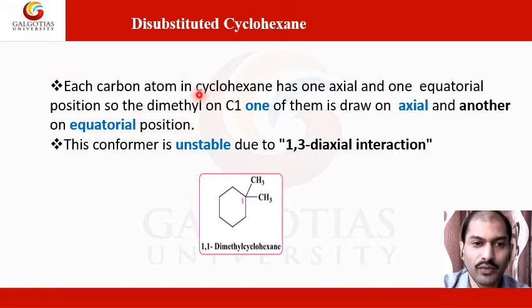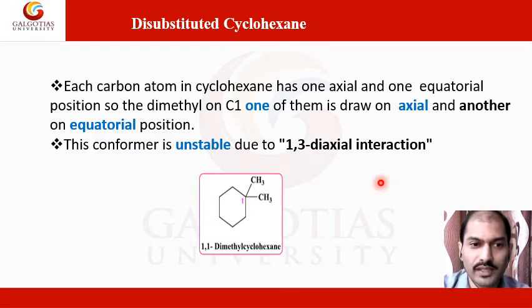The overall meaning of this is, in the case of disubstituted cyclohexane, the two methyl groups will align, one on axial, because in the regular molecule you will not see which one is axial or equatorial. So you have to draw the molecule in its chair conformation, and then put one methyl group on the axial position and another on the equatorial position. This conformation is unstable due to 1,3-diaxial interaction.